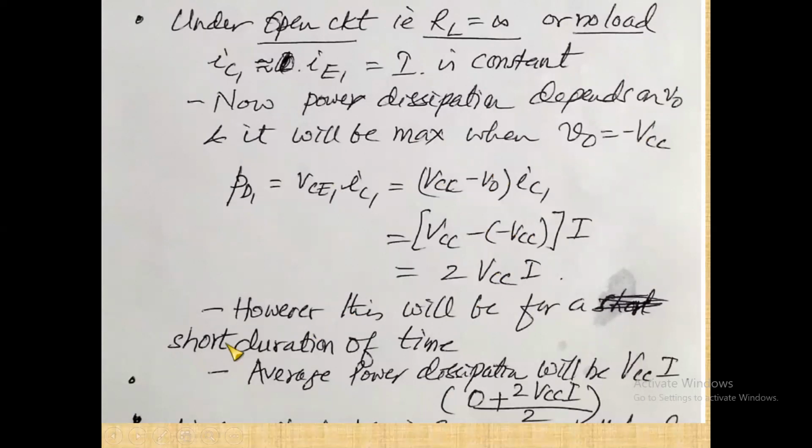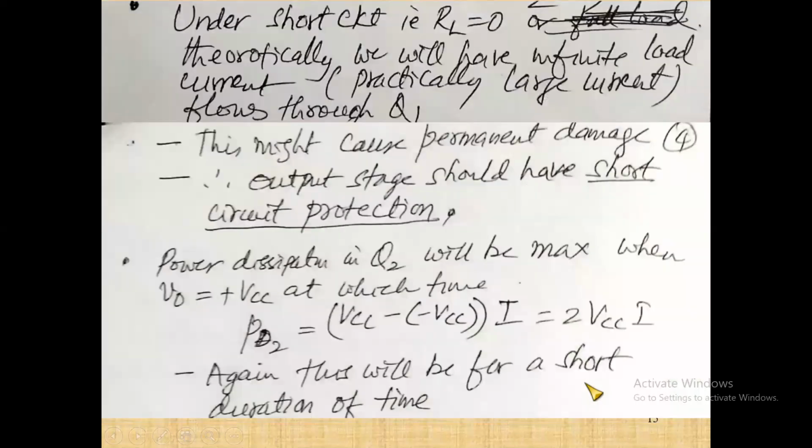However, this will be for a very short duration of time during which V naught will be equal to minus VCC. So this cannot be considered as the condition for the transistor to bear the power dissipation. Generally, we bother more about the average power dissipation, which will be 0 at one end and 2 VCC I at the other end, and the average of that will just turn out to be VCC into I.